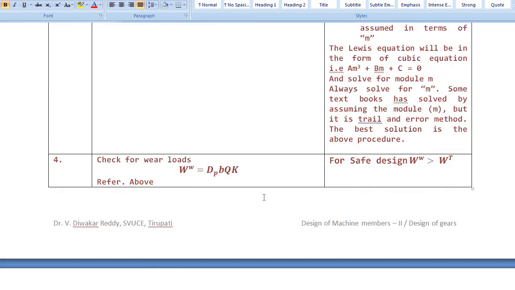So problems will be solved shortly. I'll stop here, and let's see the problems after making a couple of notes.